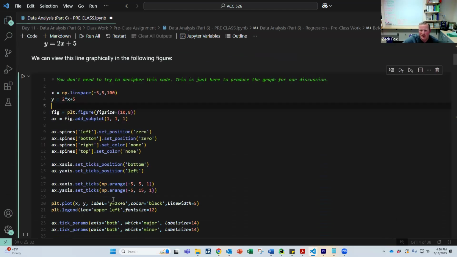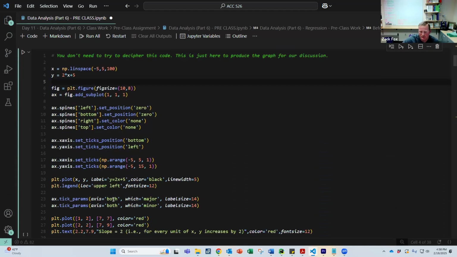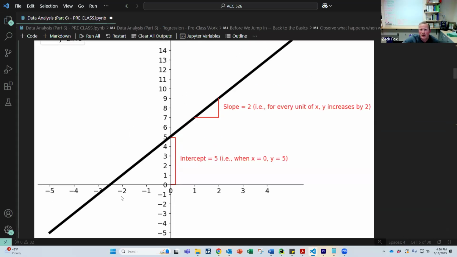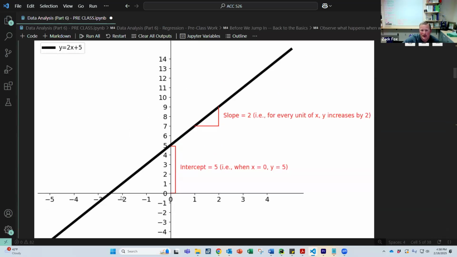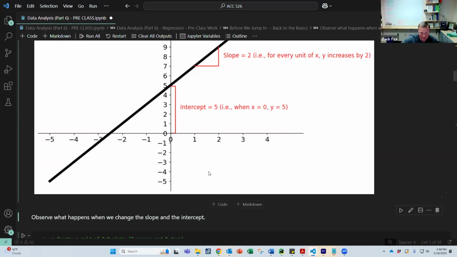Let's view this graphically in the following figure. Don't worry about this code. It's just here for our discussion. So here's the figure. As you can see, we have an intercept at 5 and a slope of 2. What this means is that for every unit increase of x, y increases by 2. As x goes from 0 to 1, y is going to increase from 5 to 7. And then from 1 to 2, y will increase from 7 to 9.